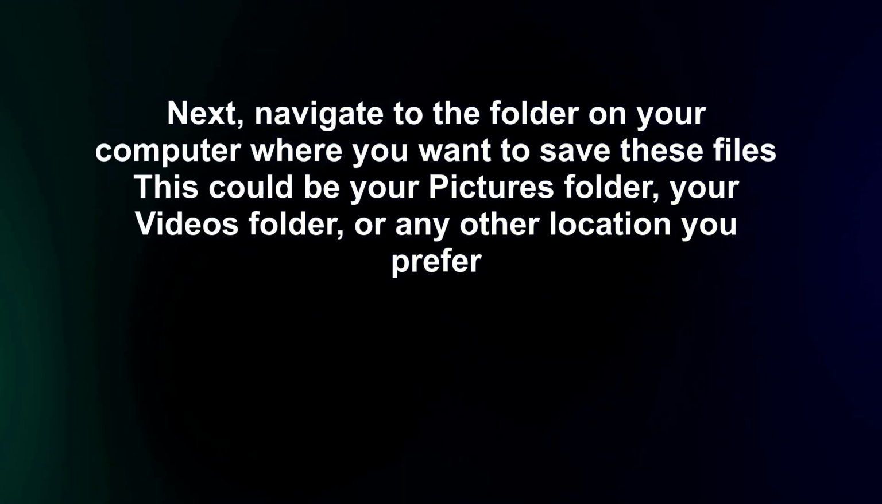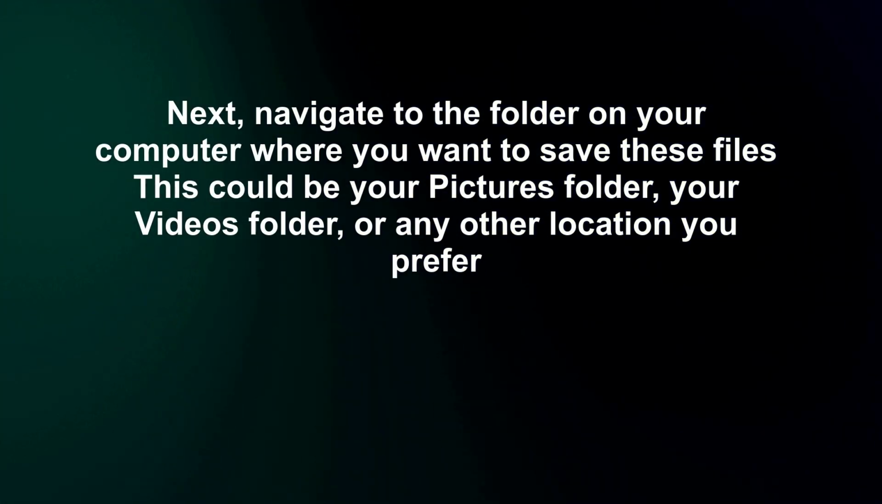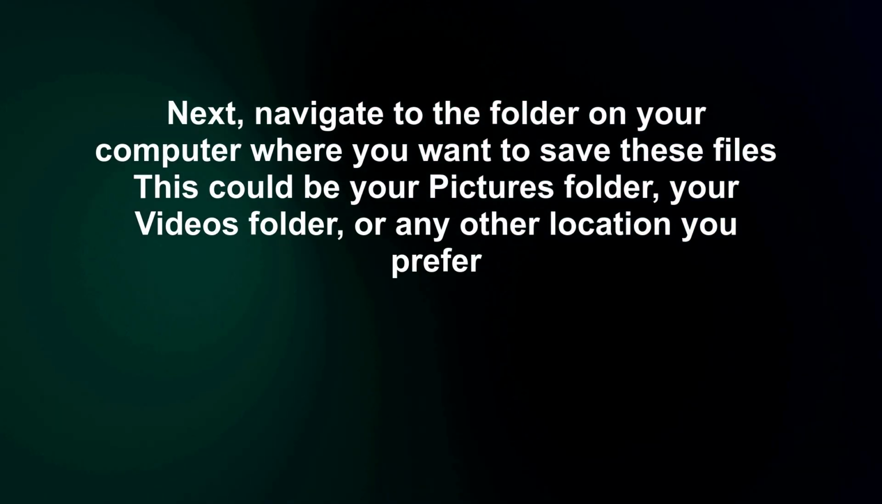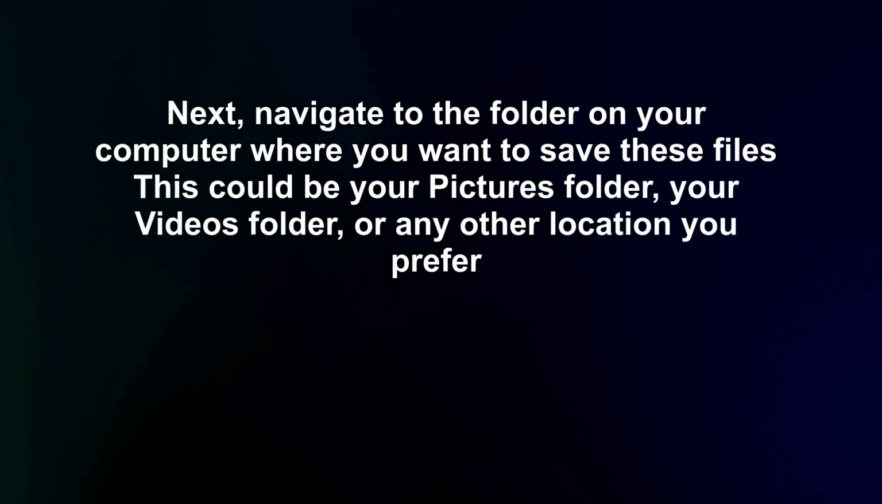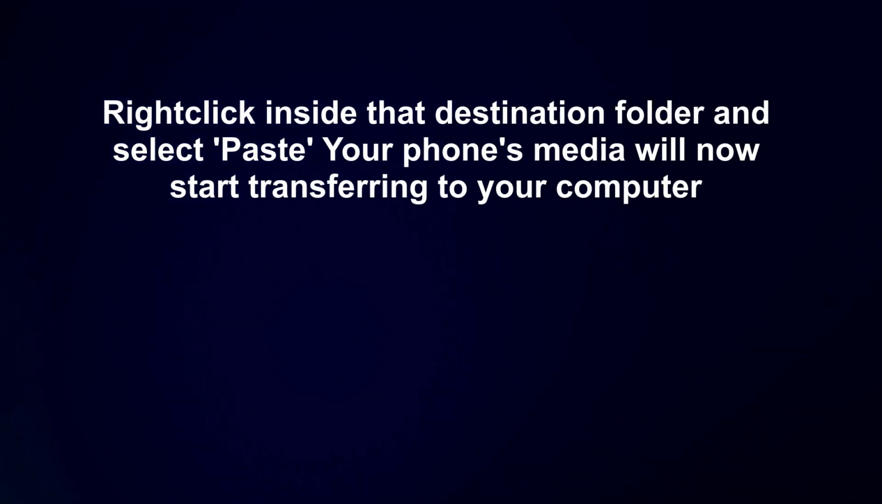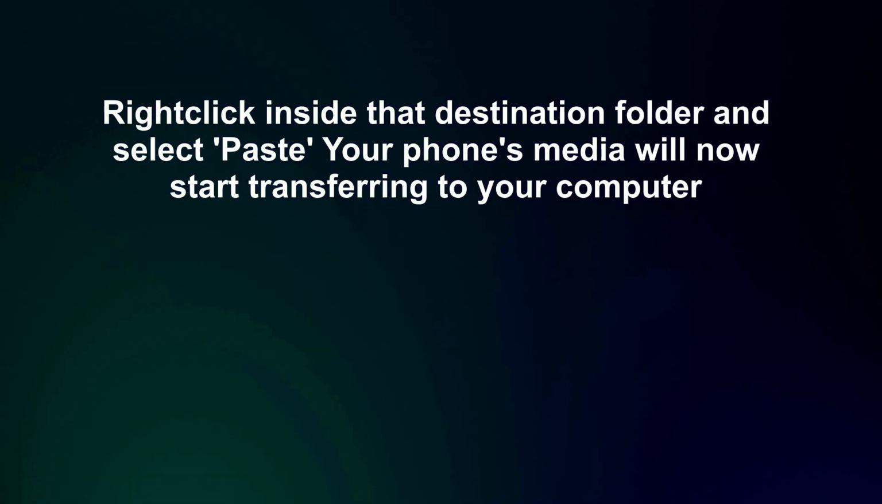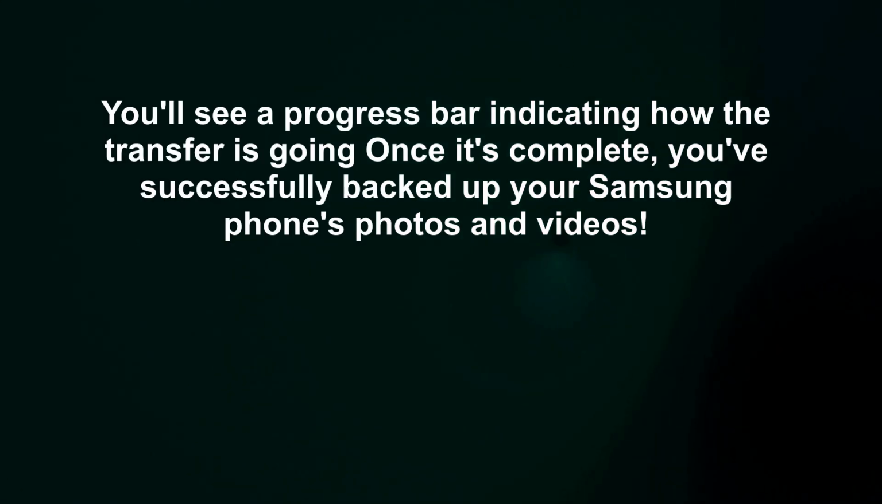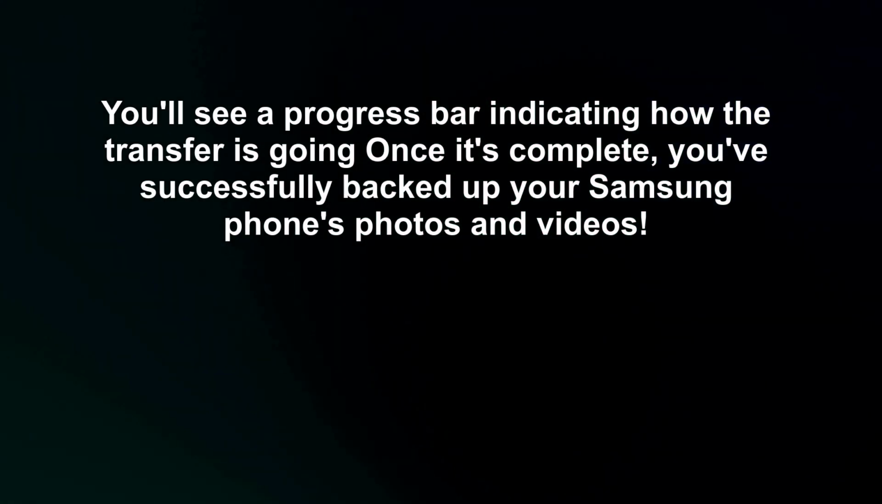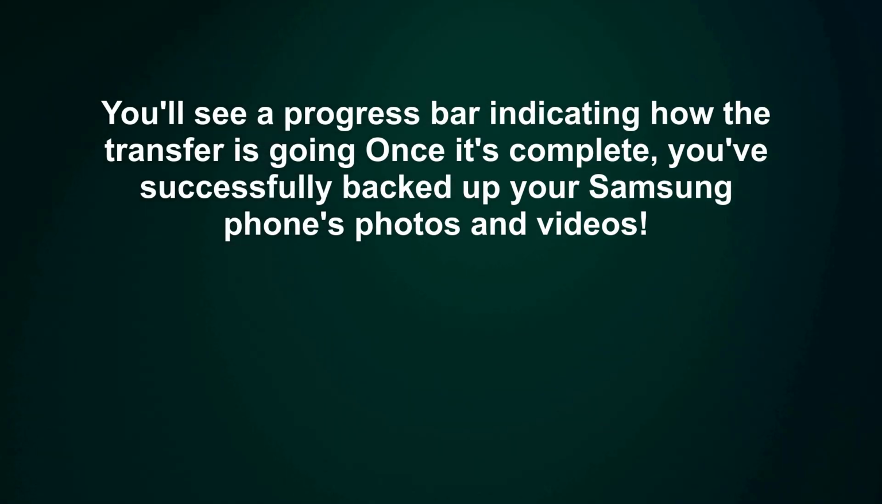Next, navigate to the folder on your computer where you want to save these files. This could be your Pictures folder, your Videos folder, or any other location you prefer. Right-click inside that destination folder and select Paste. Your phone's media will now start transferring to your computer. You'll see a progress bar indicating how the transfer is going. Once it's complete, you've successfully backed up your Samsung phone's photos and videos.